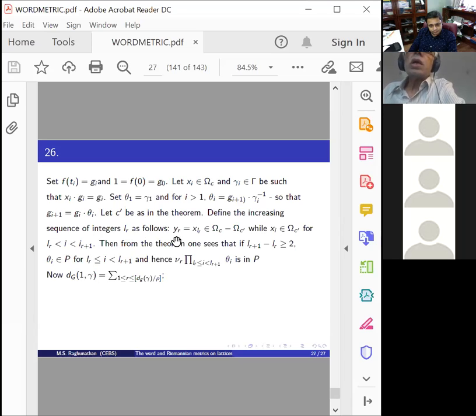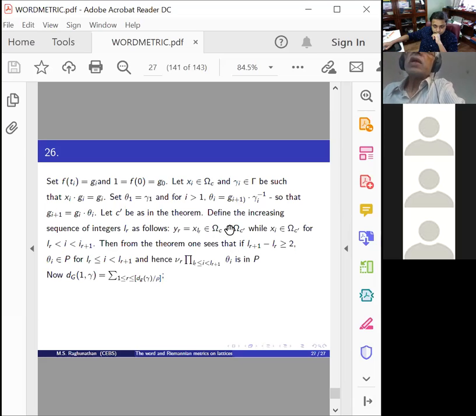So, ξ_i is in Ω_{C'} for i between L_r and L_{r+1}. Then from the theorem, one sees that if L_{r+1} minus L_r is greater than or equal to 2, then θ_i is in P. So if you take any two points in between, those two points that transform into the Siegel domain are inside Ω_{C'}. And our definition of C prime ensures that θ_i will be in the parabolic group.